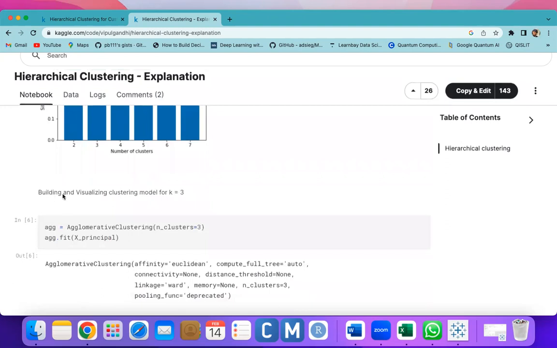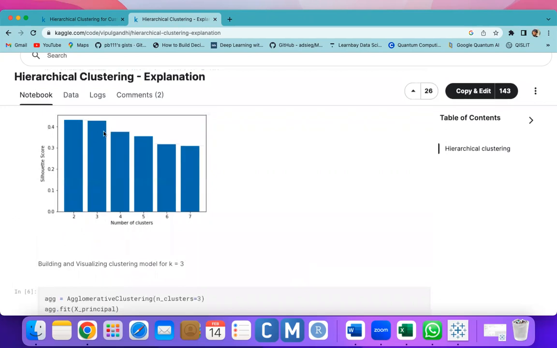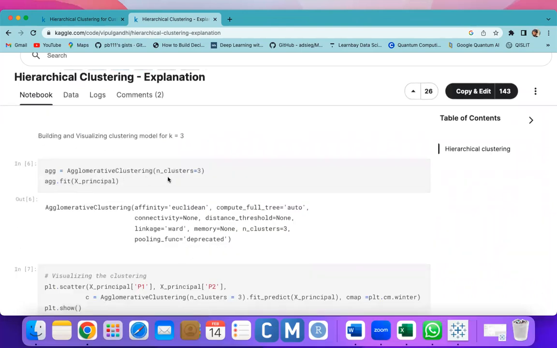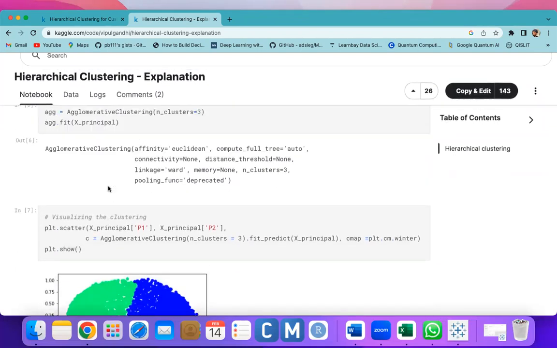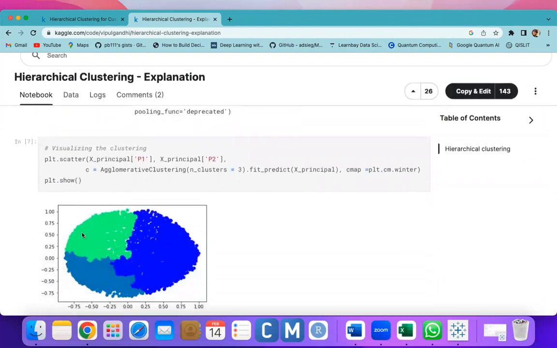So we build and use the cluster model for k equal to 3, which simply means we have three clusters. The score reduces when you increase the number of clusters beyond 3, so I feel the number of clusters is 3. Once you find the number of clusters and give it to the agglomerative clustering, it builds the 3 cluster groups. When you plot the entire thing, it gives the 3 groups.